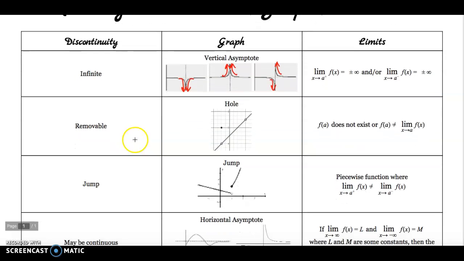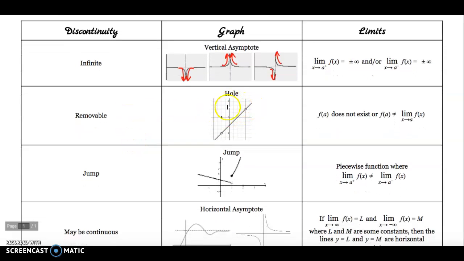For the next one, a removable discontinuity, basically what happens is you would have a hole with either a point somewhere else or just a hole. And the two options limit-wise for these types of discontinuities would be, first of all, f of a would just not exist. So that would be number one, you could just not have a point, okay? The other possibility is that you do have a point and you do have a limit, but they just don't equal each other. So that would be number two. Those are two different ways that you would get a removable discontinuity.